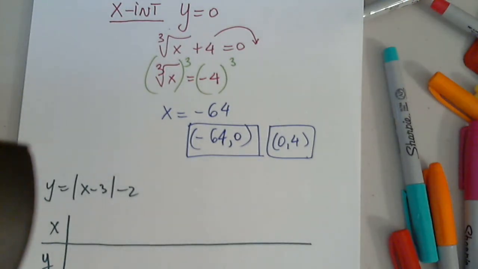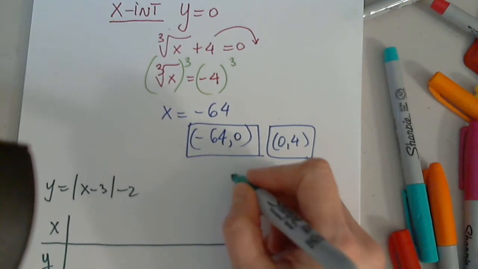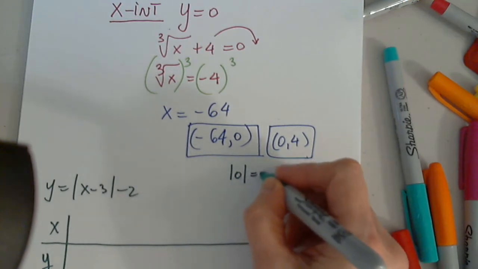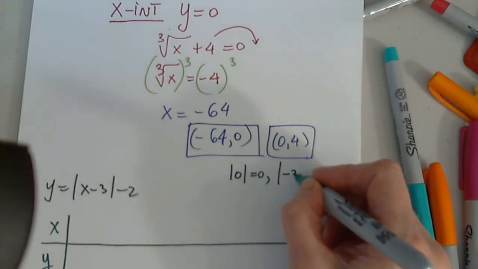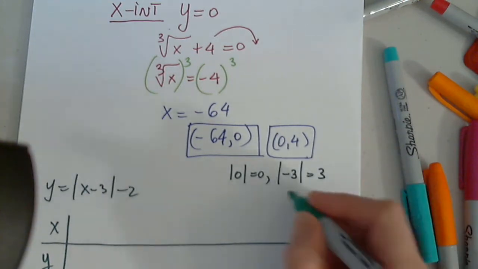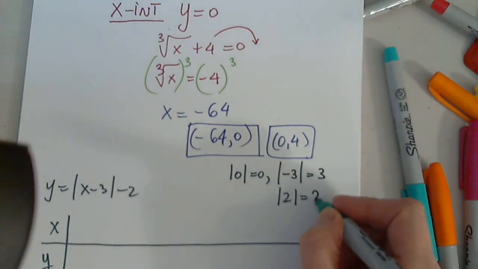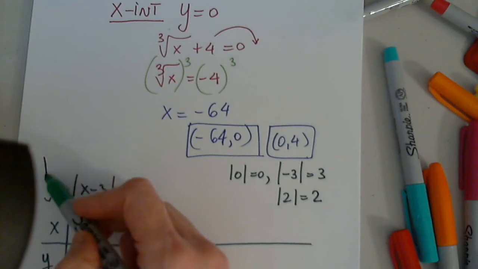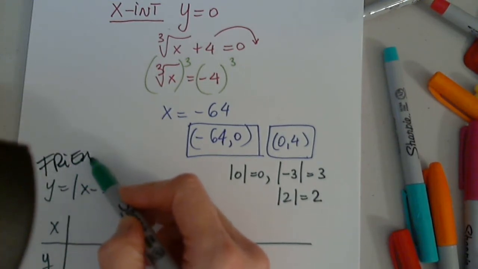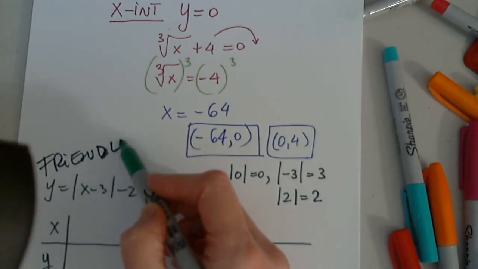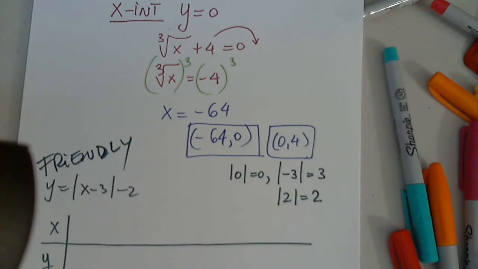X has to be greater than 0. Why? Because it's absolute value. The absolute value exists from a negative number. The absolute value exists from a positive number. Friendly. Always friendly, unless it's in the denominator. Always friendly. Is that okay?